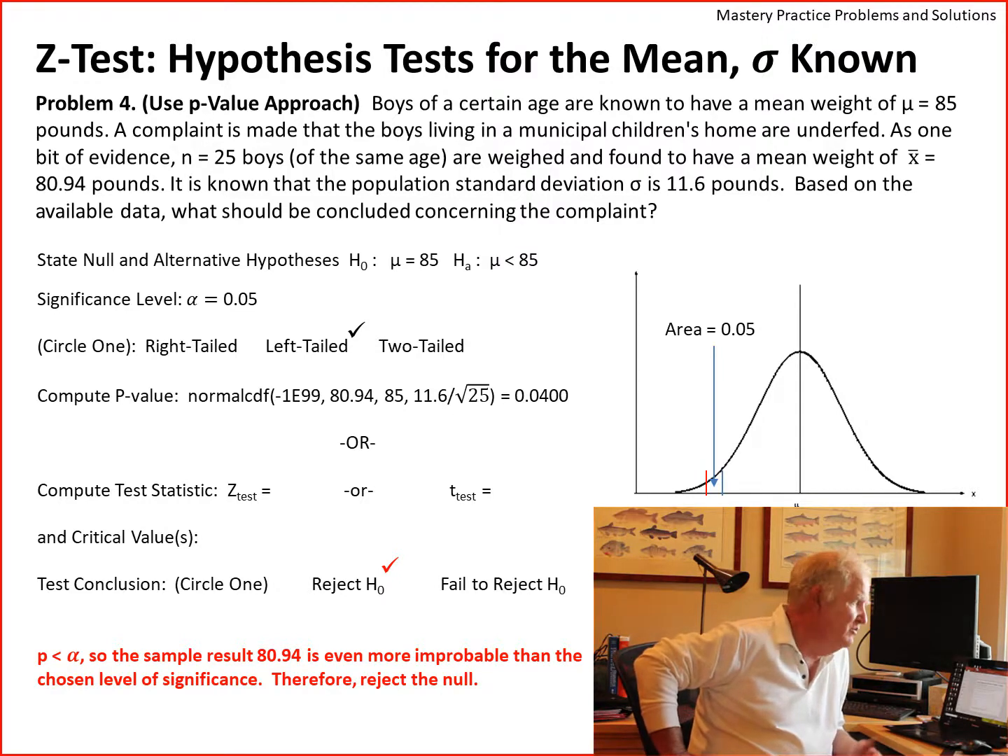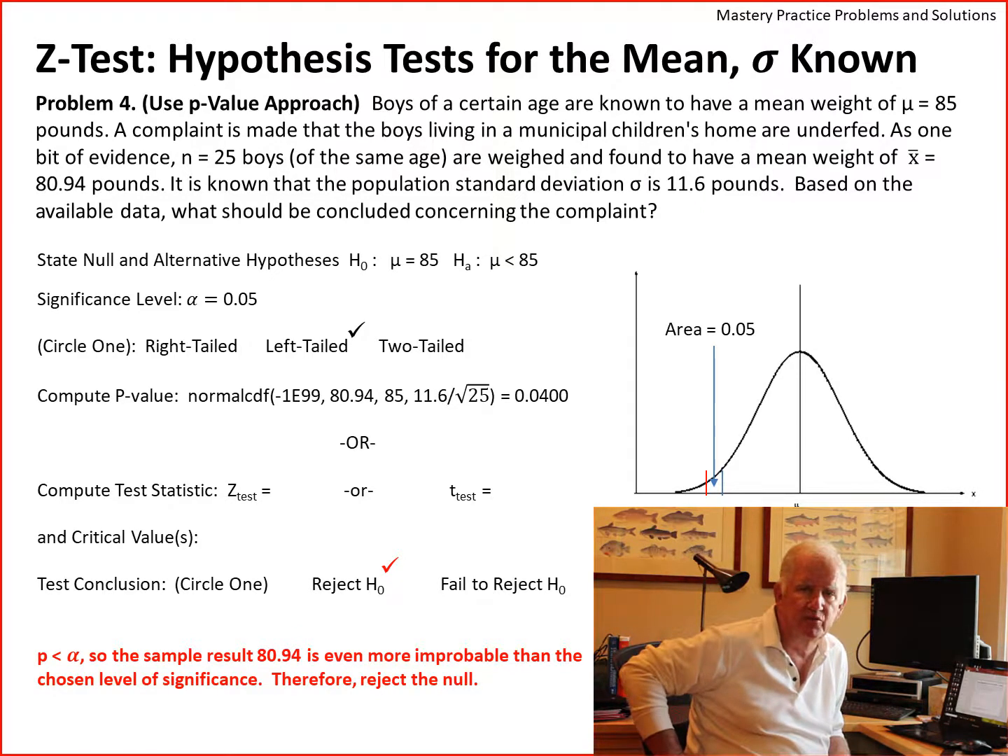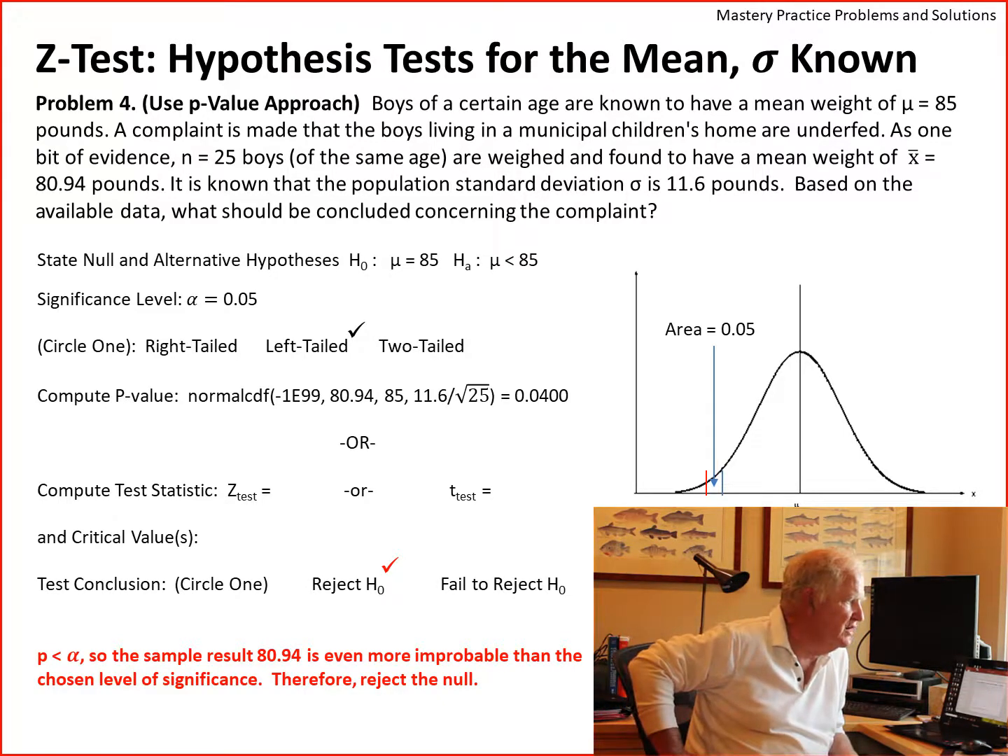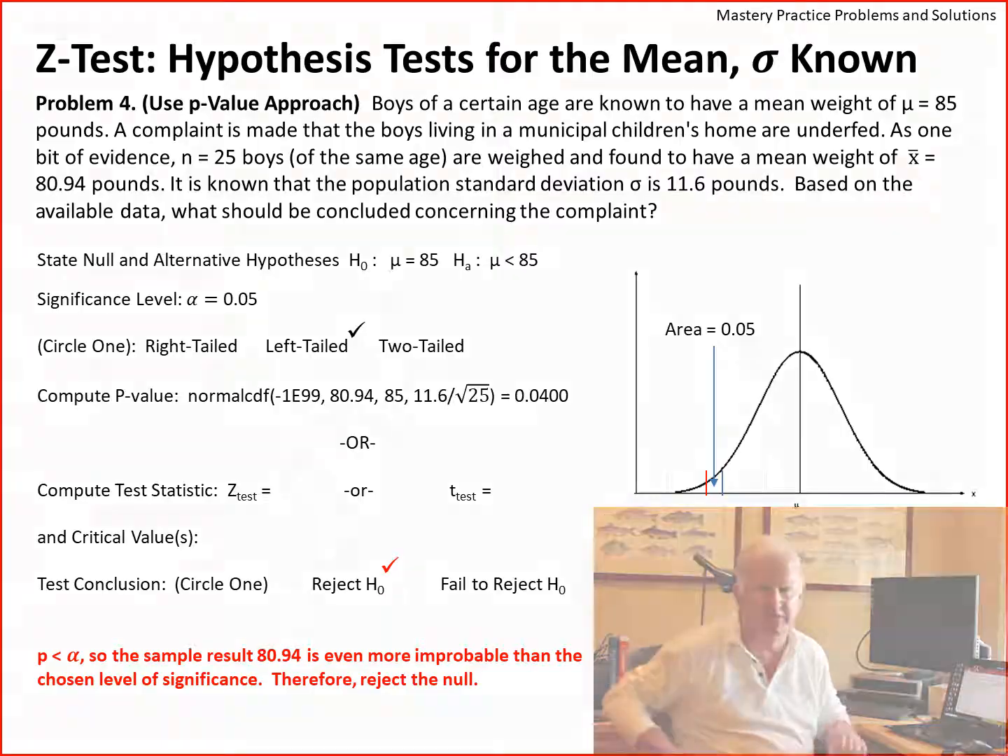Much easier, huh? We didn't have to calculate a z-test. We didn't have to calculate a critical value. We just compared p, which we get from normal CDF, to alpha, which we are given in the problem statement, or if we're not, as in this case, we say is 0.05. Okay, let's move on.